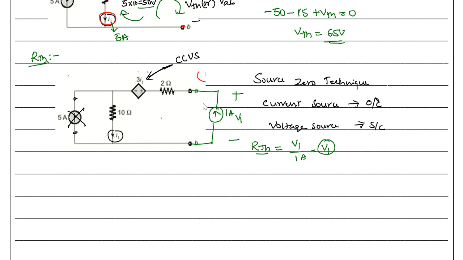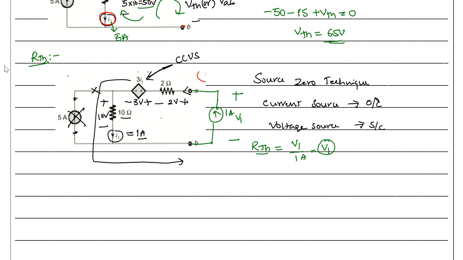Next, if the current is 1 ampere flowing here, what is the voltage drop here? 2 into 1 means 2 volts here, and you know I1. Why? Because here it is open circuited, the entire current will come and go through like this. So what is the value of I1? I1 is nothing but 1 ampere. So here 3 into I1 means 3 volts, and here plus minus, you know that the current is 1 ampere and the resistance is 10 ohms. How much voltage? 10 volts.